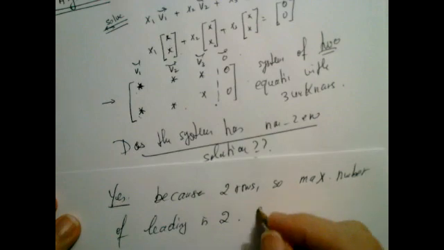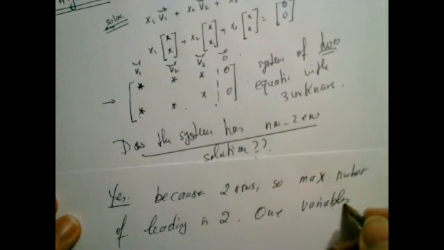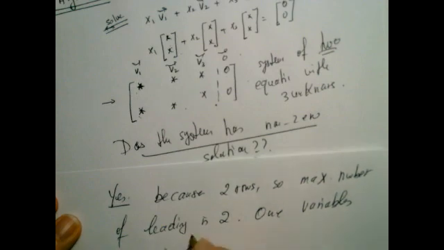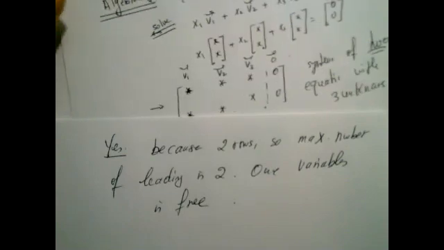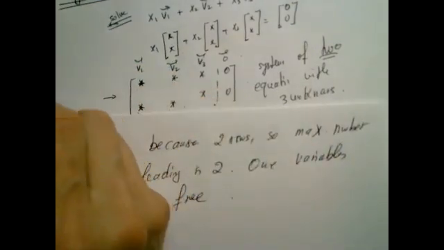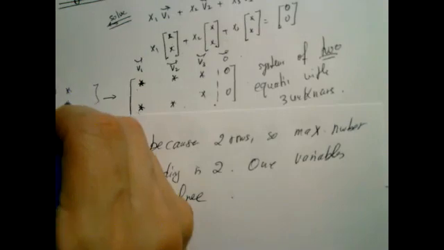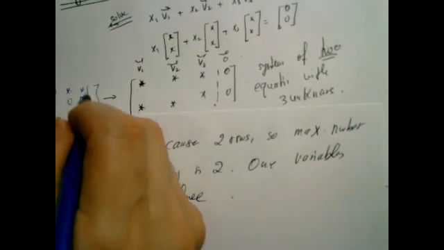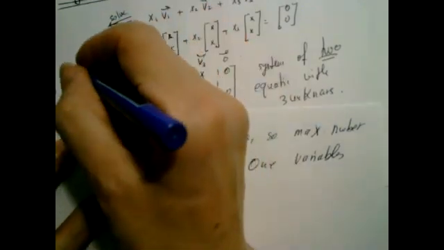So one of the variables is free. That's what's going to happen. If I'm going to solve at max, I'm going to have 2 leadings. I don't know where they are going to be, so my leadings could be anywhere. I can have a leading here, 0. I can have a leading here and 0. But I can have at most 2. So one of the variables has to be free.